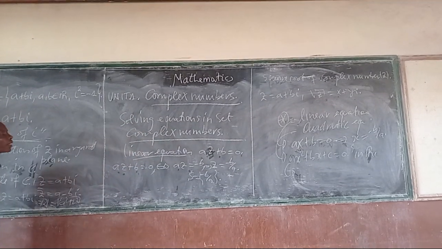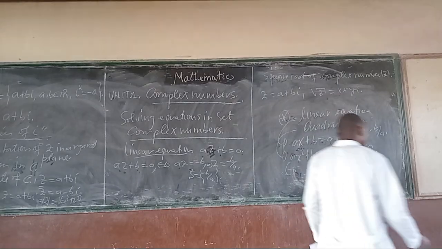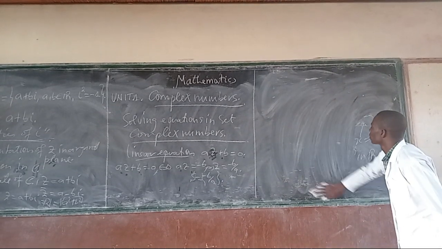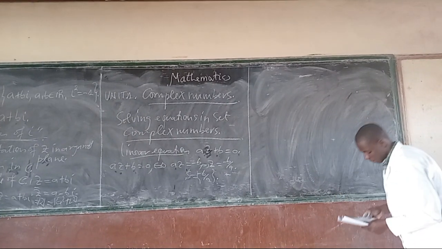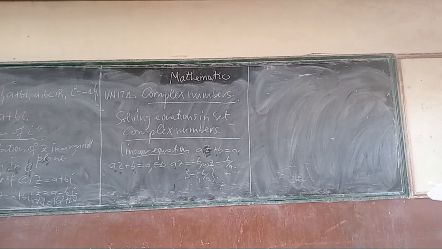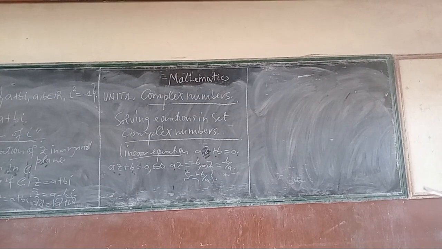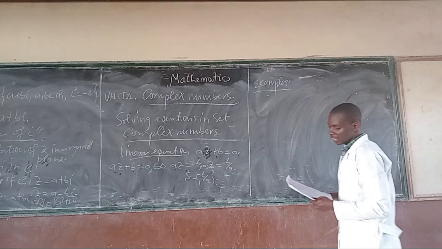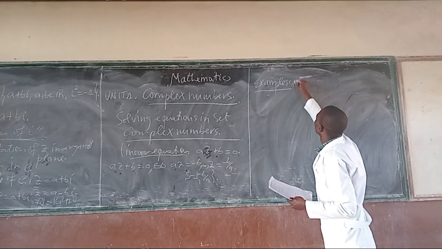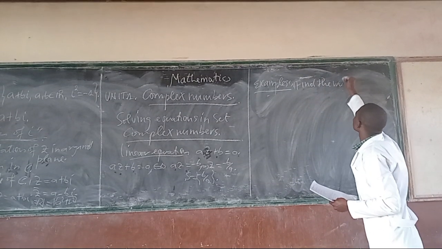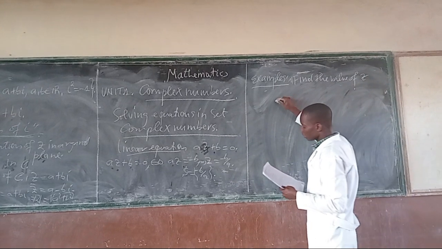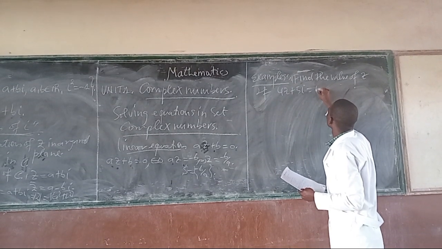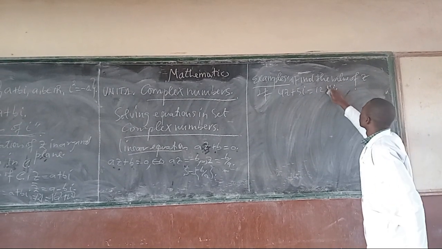Now, we can solve some examples about this kind of linear equation in the set of complex numbers. Let's see how to solve those kinds of equations. For example, let's say we have to find the value of z if 4z plus 5i is equal to 12 minus i.